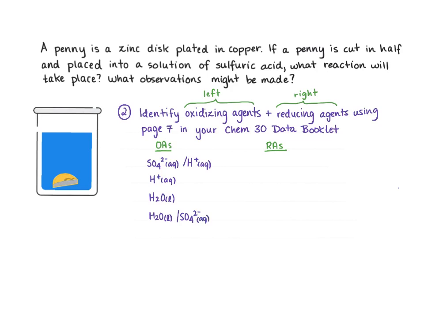Okay, so on the other side, we're going to start to identify our reducing agents. So zinc metal is a reducing agent, as is copper. Water is also a reducing agent, so it can both oxidize and reduce substances. And that is everything.